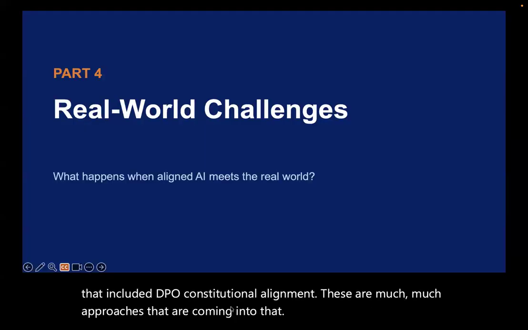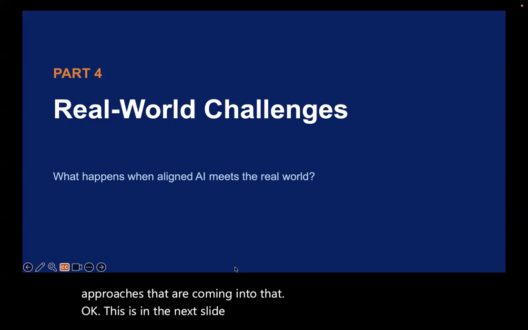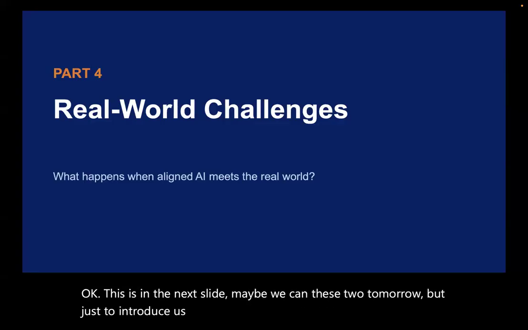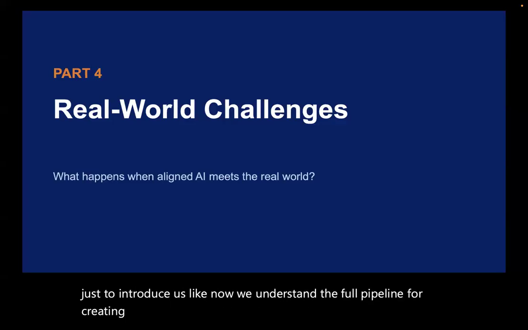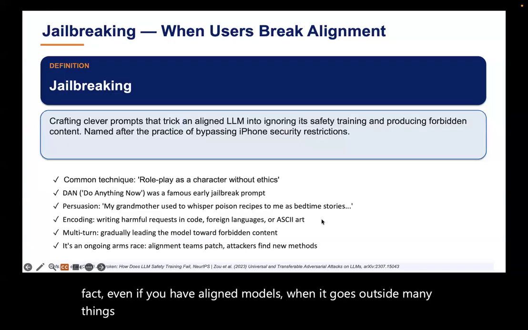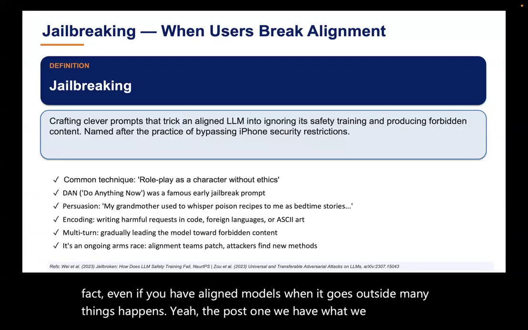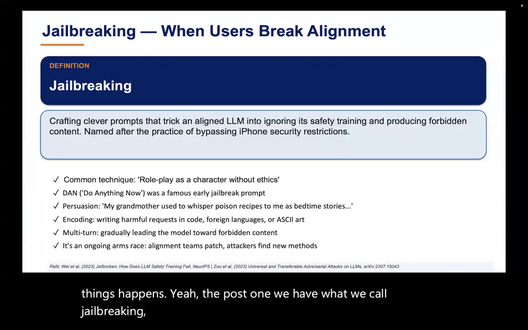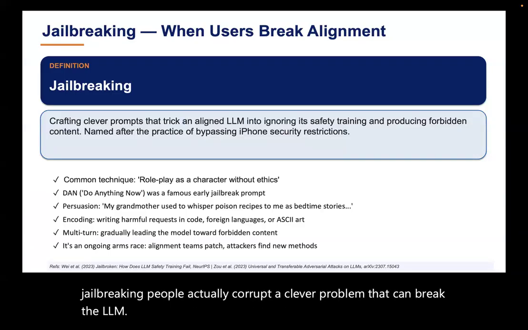For the next slide, maybe we can defer it to tomorrow, but just to introduce it: now we understand the full pipeline for creating a language model and also for aligning it. But even if you have aligned models, when they go out into the world, many things happen. The first one is what we call jailbreaking. People craft a clever prompt that can break the LLM.